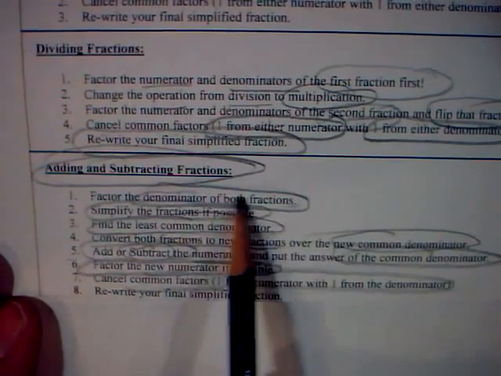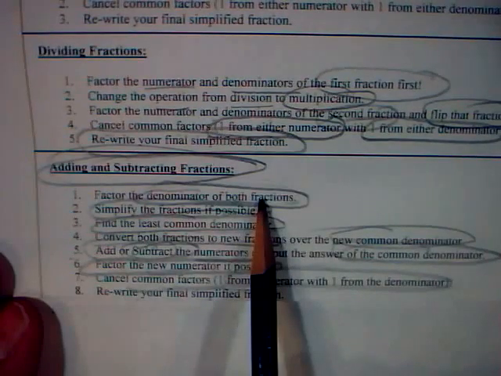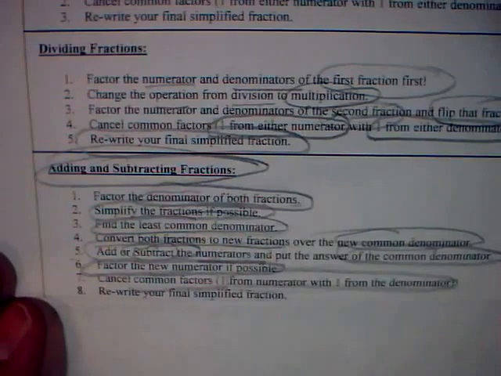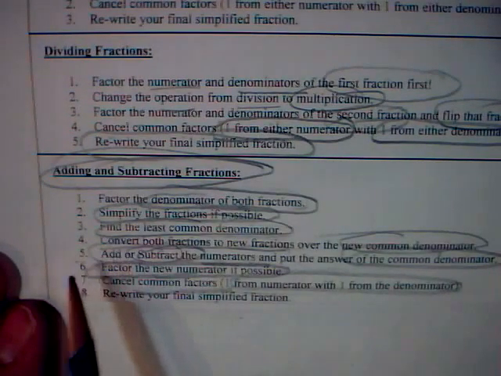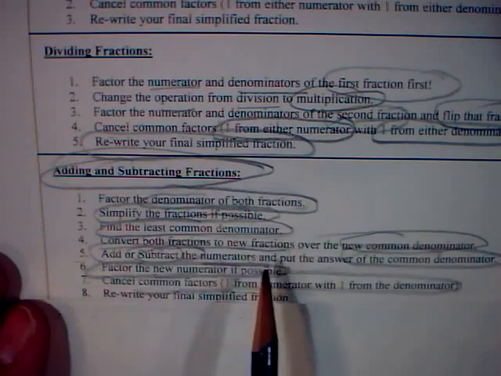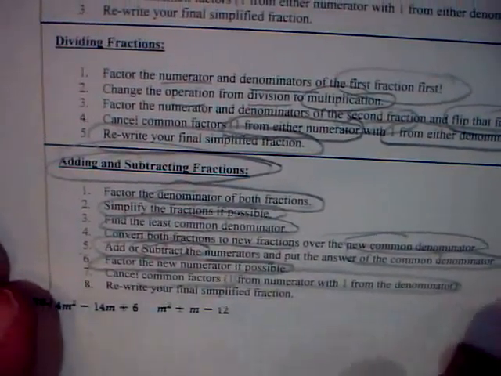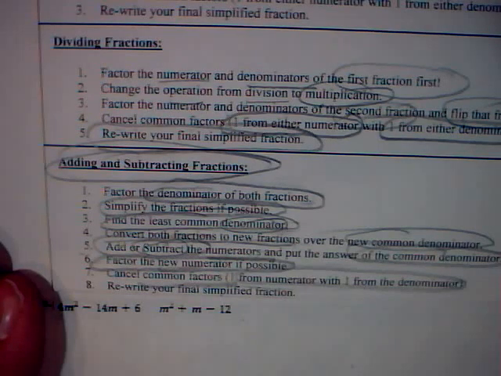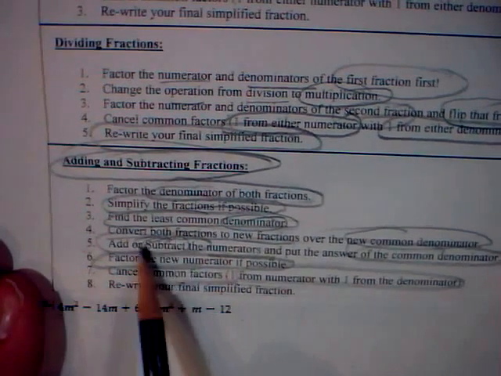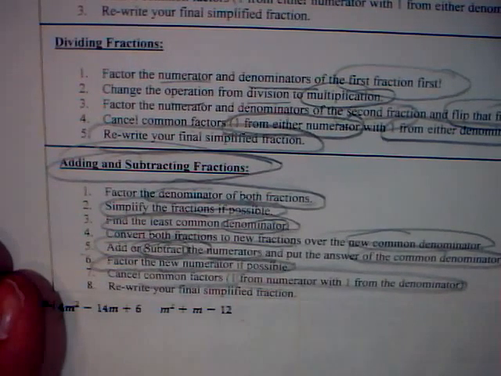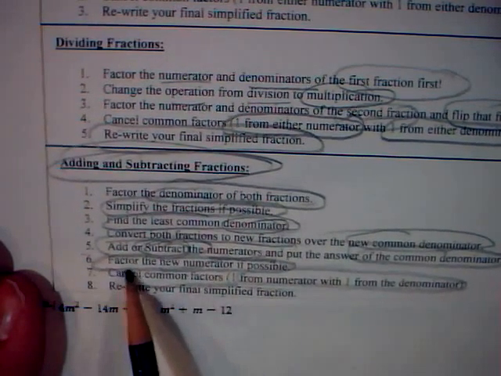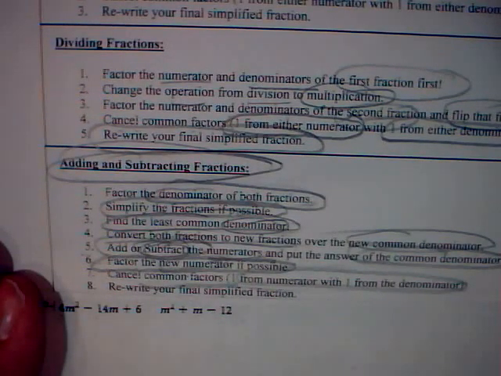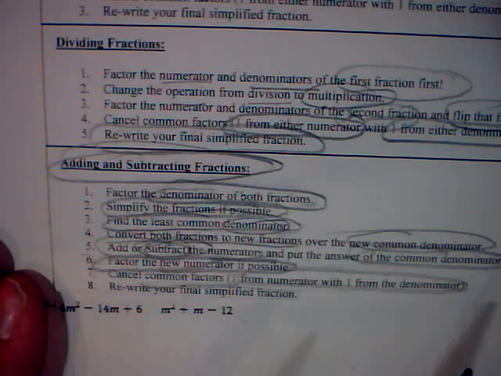So we'll factor both numerators, both denominators. We'll simplify the fractions if possible. We'll look for the least common denominator, so we'll try to make the fraction on the left look like the fraction on the right, and the fraction on the right look like the fraction on the left for the denominator. Then we'll make sure we adjust our numerators appropriately, do the subtraction of the numerators, and then if the new numerator factors, we'll need to factor that. Then we'll cancel any common factors and rewrite our final simplified fraction.